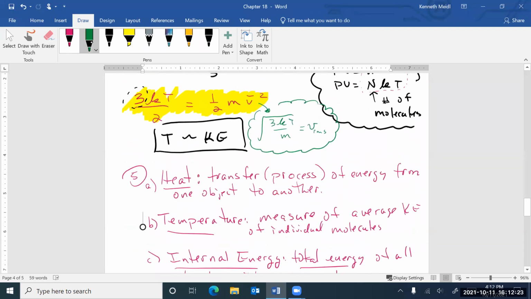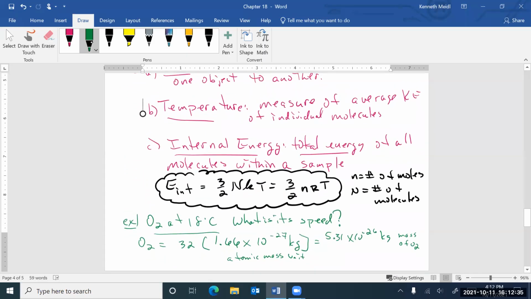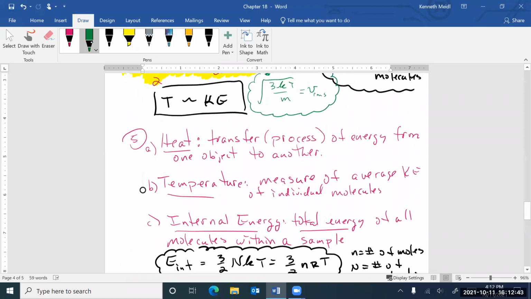Now, if you want to find out how fast that's going, then you're going to be using this up here, what I've got in green. You're going to get 3 times K times T, but you have to know the mass of the object that you're talking about. And K is the Boltzmann constant, and you've got that right in the front of your book. So I'm going to take a peek at that. I've got the back of my book open to get those numbers for oxygen.